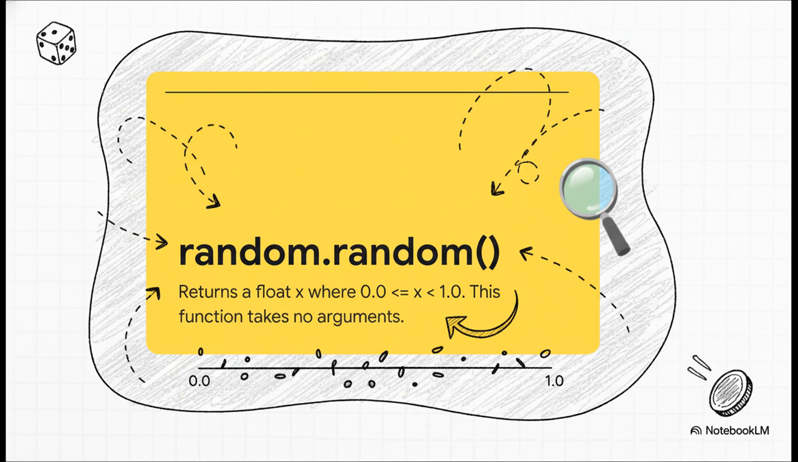You don't give it any arguments at all, and it always returns a decimal number between 0.0 and 1.0. Now, look at the fine print there. It can be exactly 0.0, but it will always be less than 1.0. It never actually hits 1.